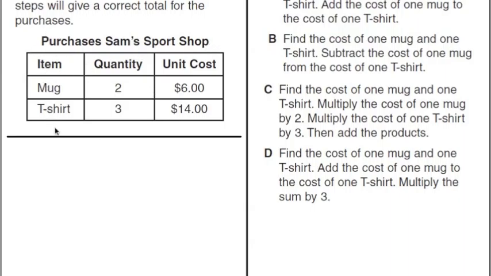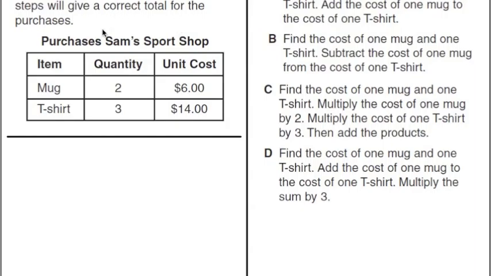We have the items listed here, a mug and a t-shirt. How many of them? Quantity. We have 2 mugs, 3 t-shirts. Unit cost is how much one costs. So a mug costs $6, a t-shirt costs $14. So let's go ahead and make sense of this.